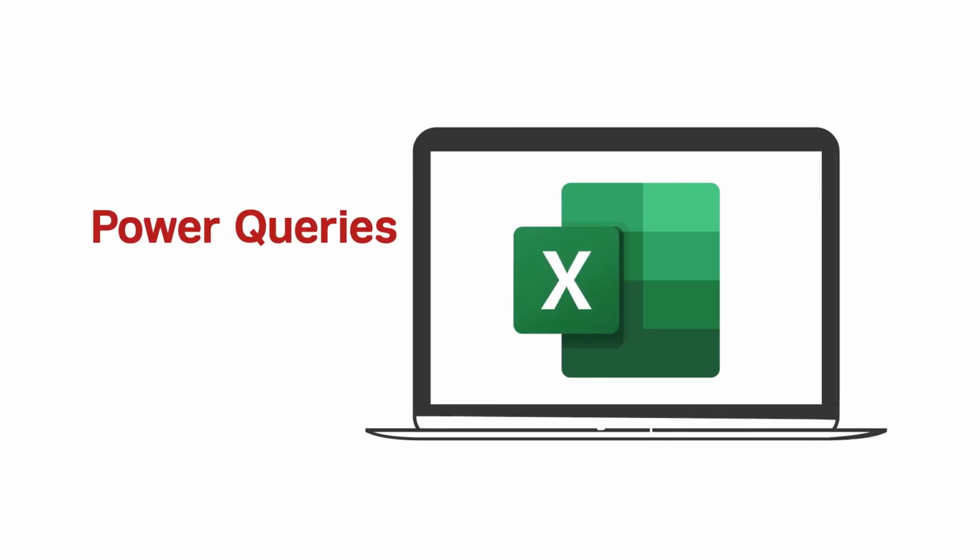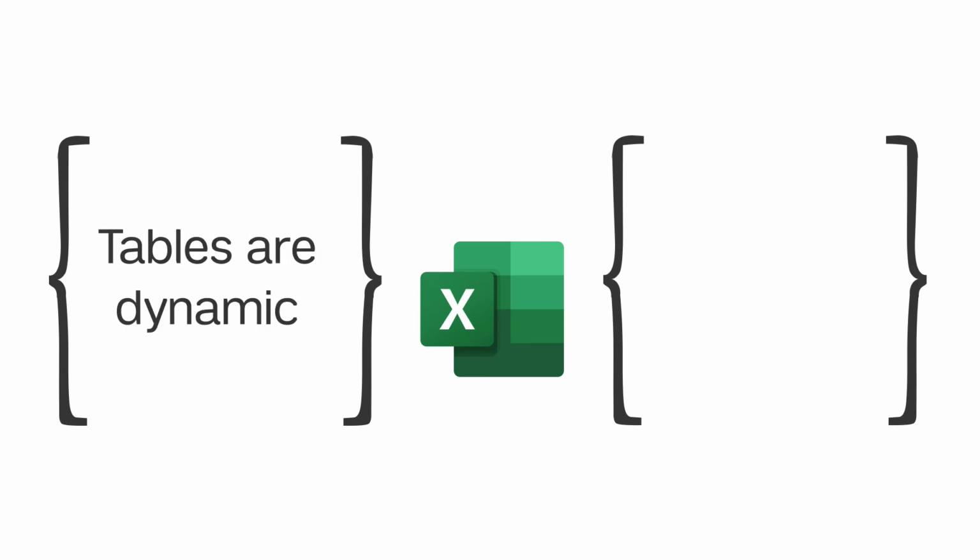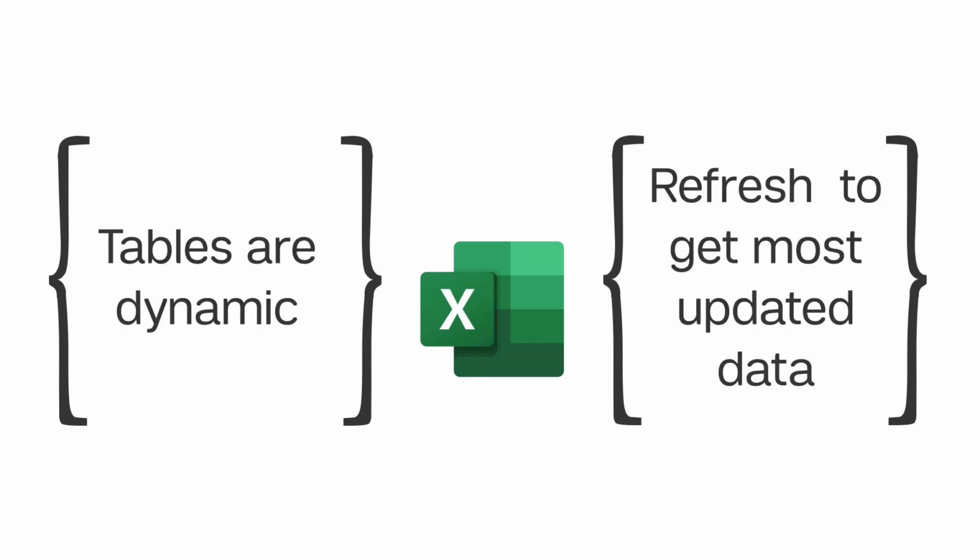Power Queries allow you to import data from an external source and then change that data in Excel to suit your needs. What's nice about Power Queries is that if your data is from an online source like a website or database, your table will be dynamic and can refresh to include updated data if the original source changes.